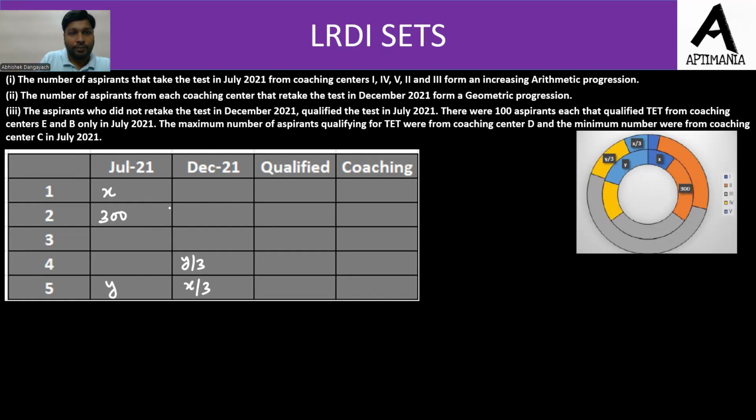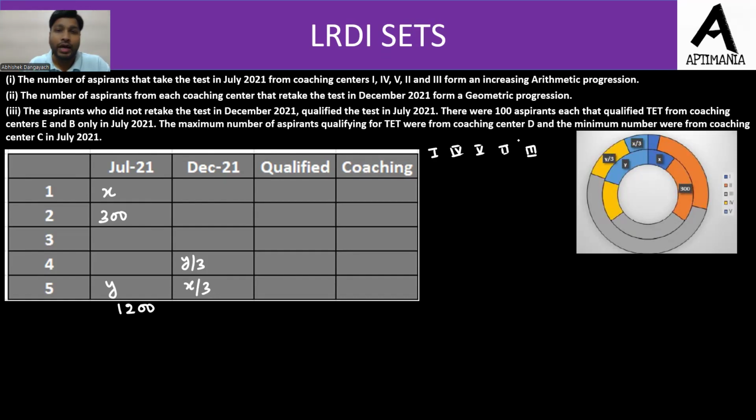We know that the total number of aspirants in July 21 were 1200. 1200 were in total, right? The number of aspirants that take the test in July 21 is from coaching 1, 4, 5, 2 and 3. So from 1, 4, 5, 2 and 3. Now this forms an increasing AP.